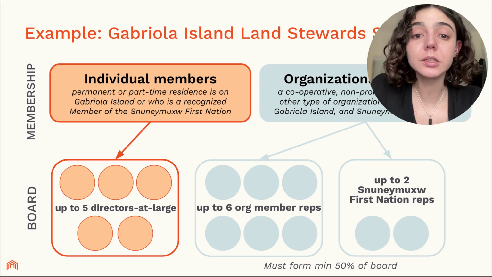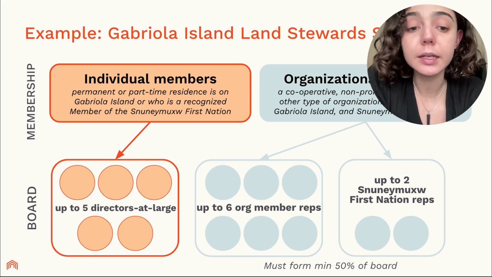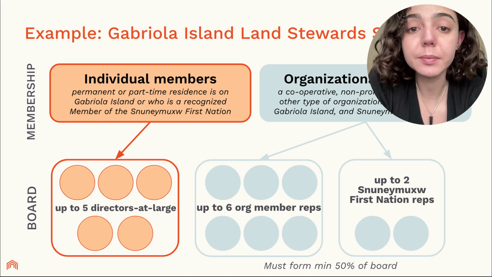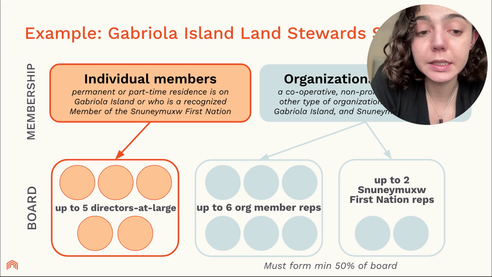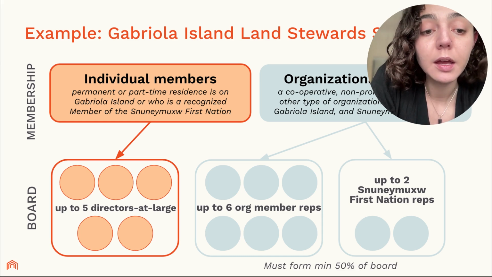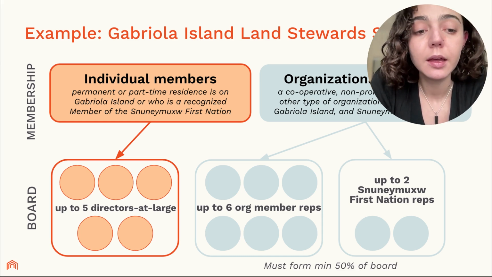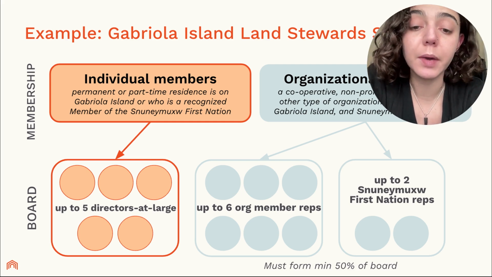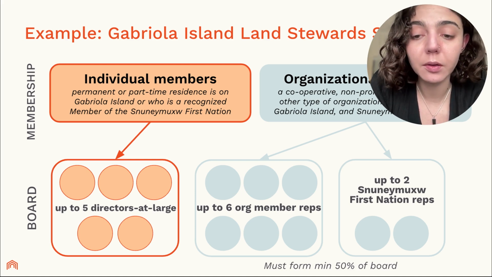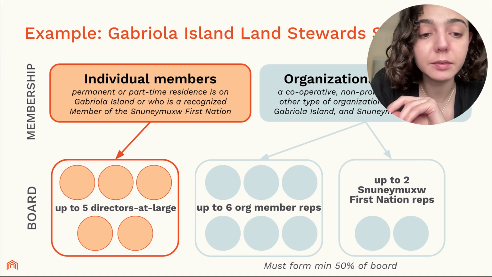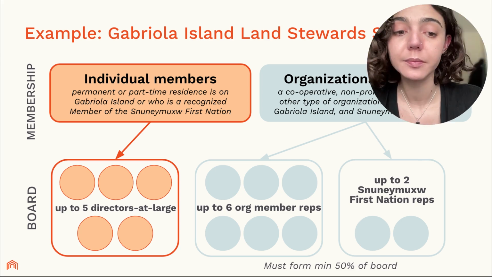So their board allocation is a bit complex. They have up to 5 directors at large, elected by and from the individual membership. The organizational member reps are appointed by their respective organizations, and they also have 2 spots open for First Nation representatives, which would be appointed by the process deemed fit by the local First Nation. And together, the organizational members and the First Nation representatives need to form a minimum of 50% of the board.